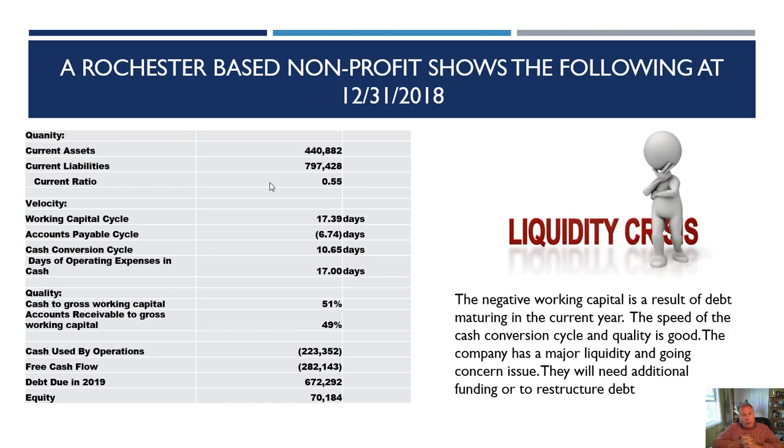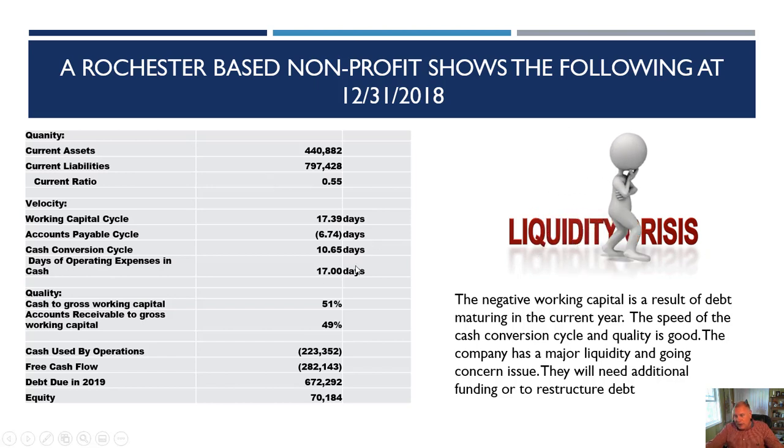The company, though, has a major liquidity and a going concern issue. So this is where it is significant. It's a crisis, and they will either need to obtain more funding or to restructure the debt, or no longer be a going concern and go out of business. So that's where we have a good here. That's not bad. Velocity is good. The quality is good. There's just not enough of it to cover the maturing debt. So there is a liquidity crisis.